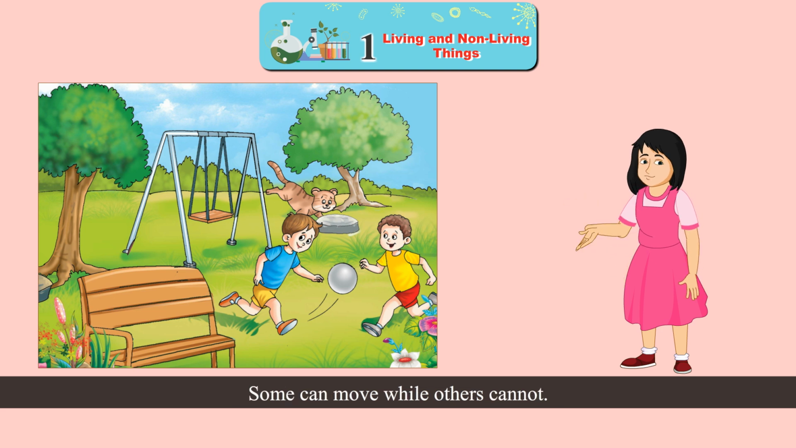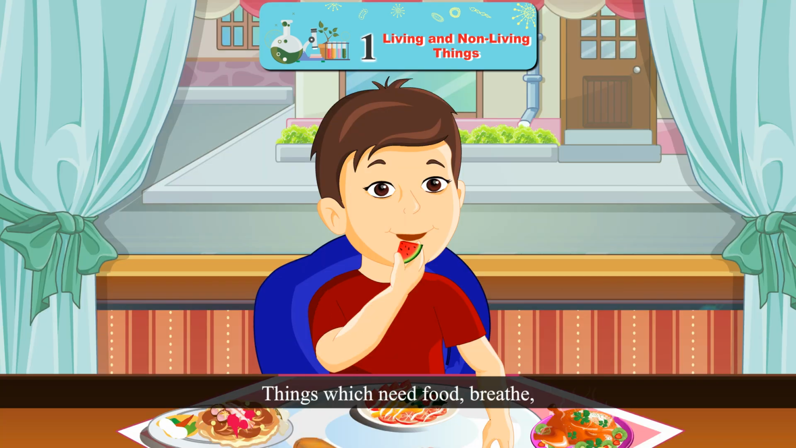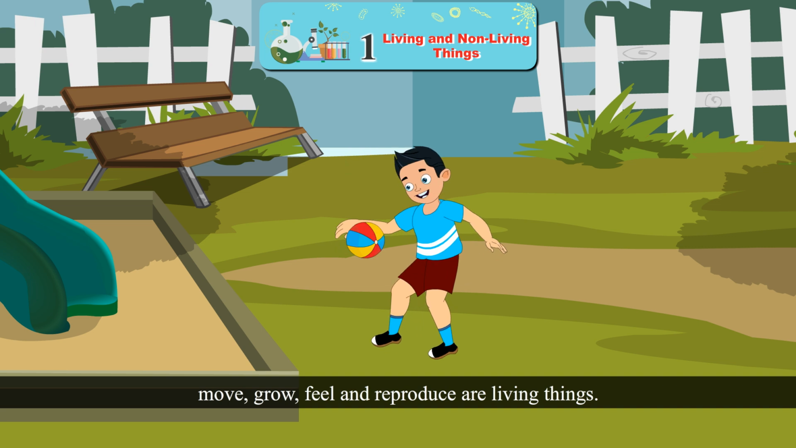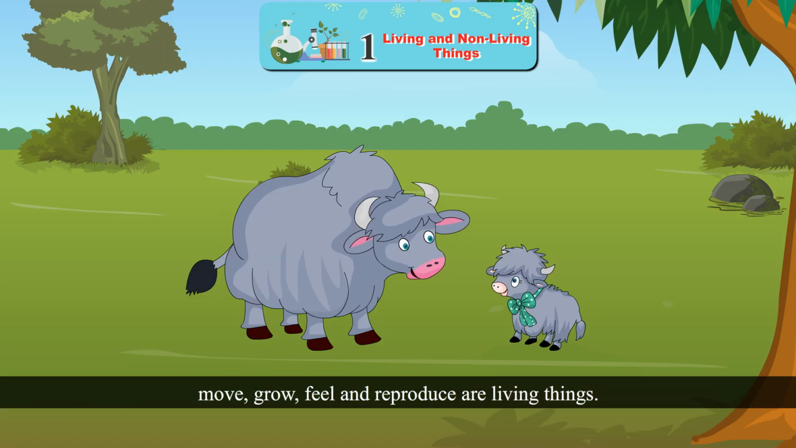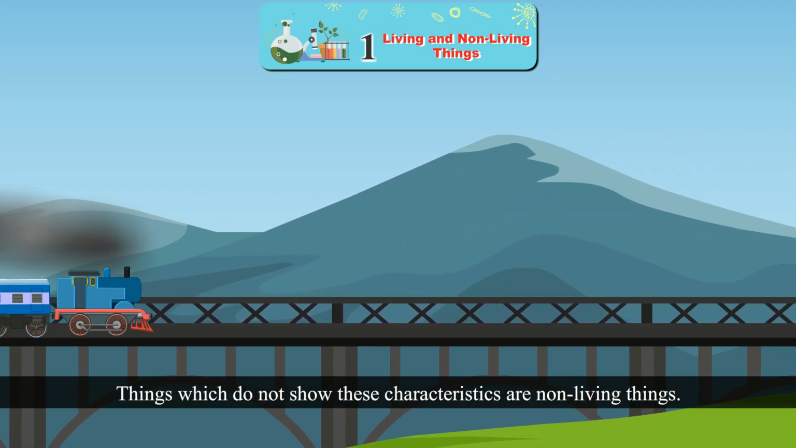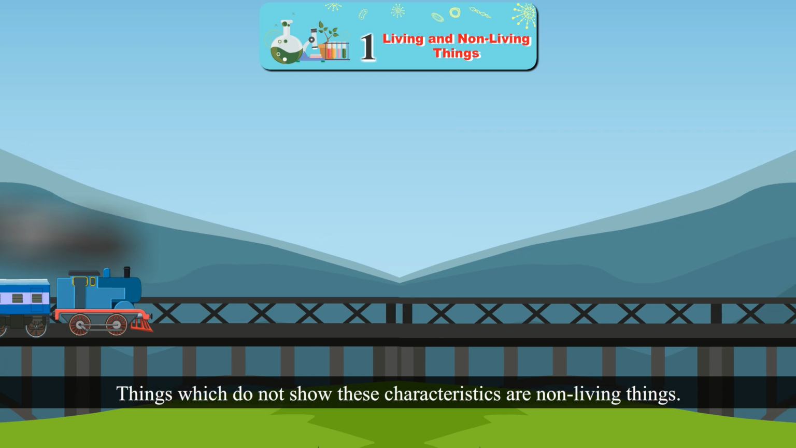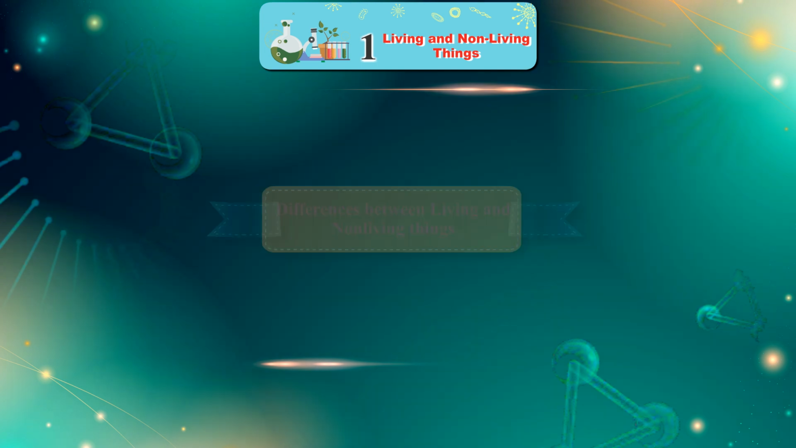All things given above are not the same. Some can move while others cannot. Some can grow, others do not grow. Things which need food, breathe, move, grow, feel, and reproduce are living things. Things which do not show these characteristics are non-living things. Differences between living and non-living things.